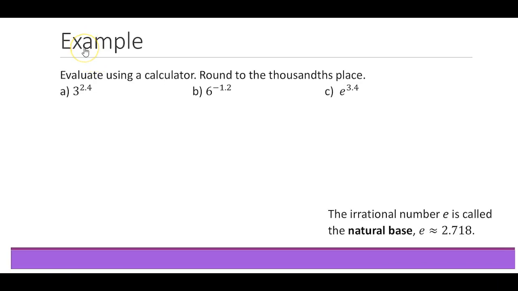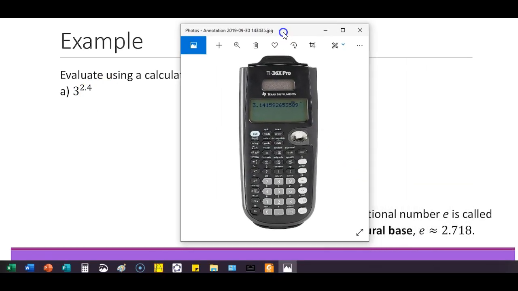Now in this next example, we would want to evaluate using a calculator, and then we're going to round our answers to the thousandths place. So here I have 3 being raised to the 2.4. This isn't something we can do by hand. We would need a calculator. And so I'm going to go ahead and just show a picture of a calculator for a second.